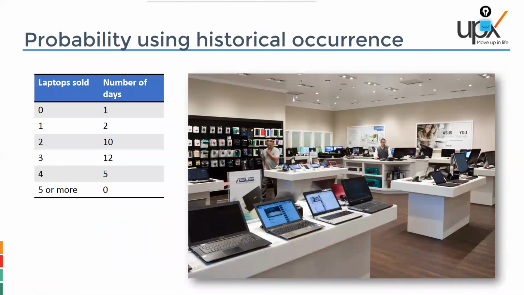So let us look at this particular data that is in front of us. If you look at the data here, laptops sold is on the leftmost column, and number of days is on the rightmost column. In the first day, not a single laptop was sold. In the second day, one laptop was sold. And then in the first 10 days, two laptops were sold.